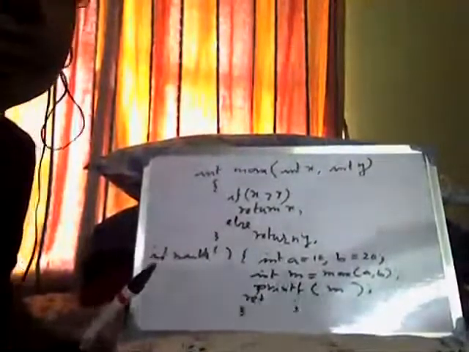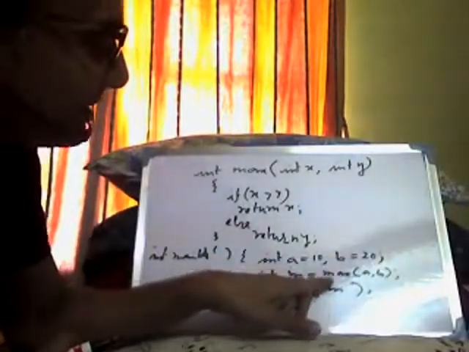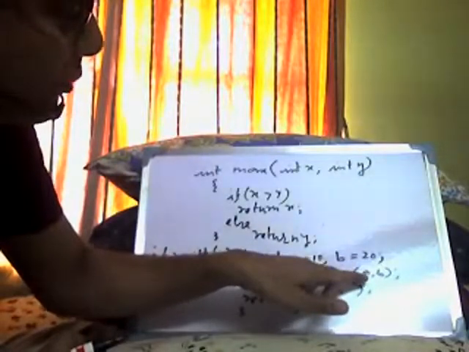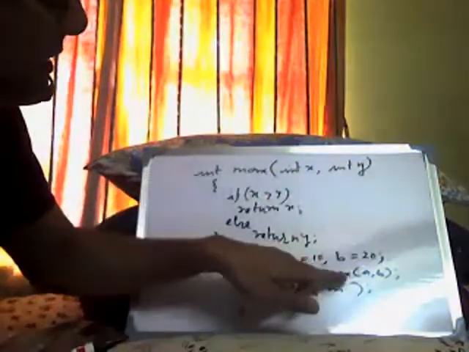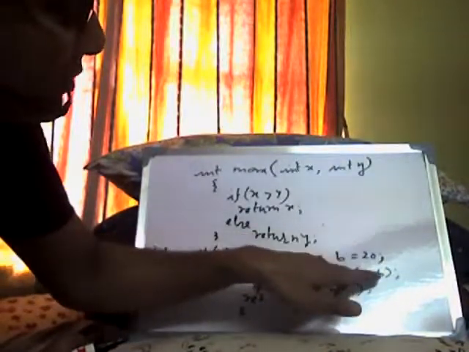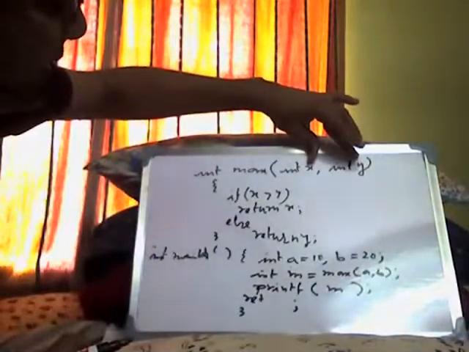So you see this. That means a value is 10 and b value is 20. And int m is equal to max of a, b. That means this is the calling function. So this is the calling function, and this is the called function. You see this. So a is 10 and b is 20. This 10 and 20 will be passed through here, and the values of x and y are now 10 and 20.